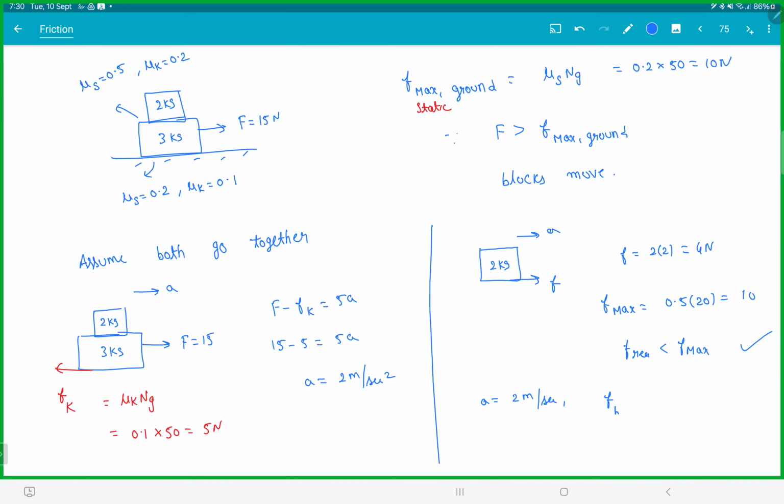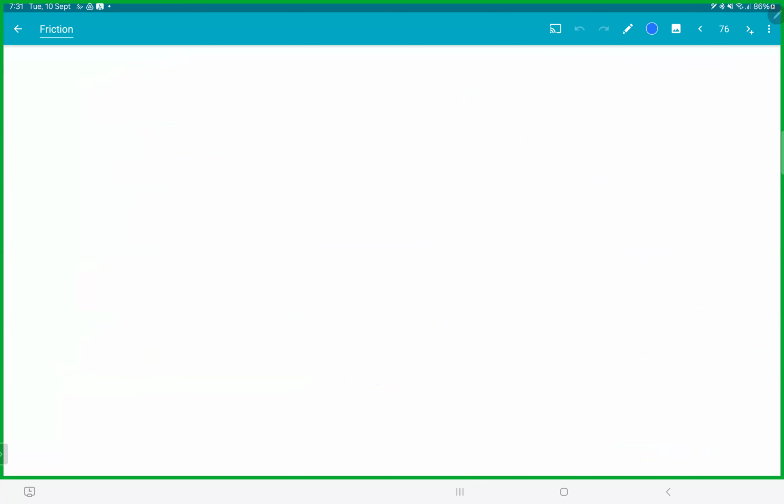Friction between the blocks, I will just write F blocks, is 4 newtons, whereas the friction on the ground is 5 newtons. It is slipping. Is this clear, everyone? Anyone not clear with the steps, please ask. I hope this is making sense. We did nothing new except for the fact we have to check whether it is moving or not on the ground. Then for the second part, when you say it is going with F max, blocks are about to slip.